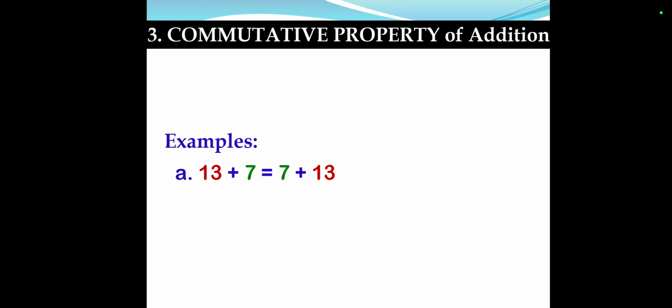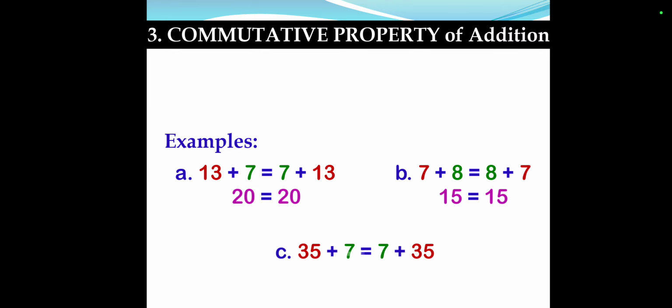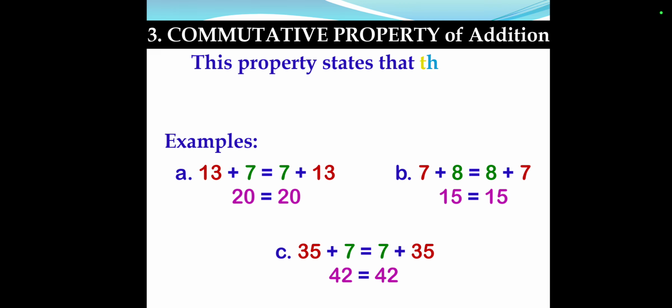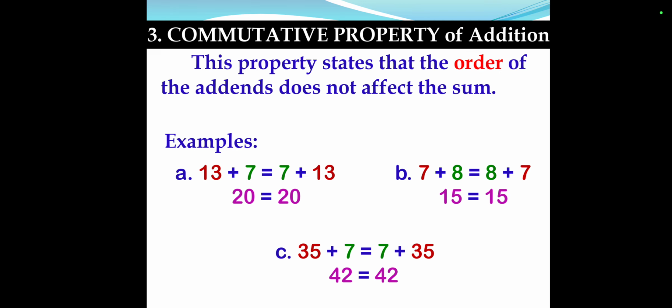And you know, of course, that the answer is still the same, right? So definitely, this is also true. Without any proof, this is true. Okay? So this property states that the order of the addends does not affect the sum. So no matter how you make the order, your answer will still be the same. And we can verify it from the examples given. We try to verify it and it's correct.